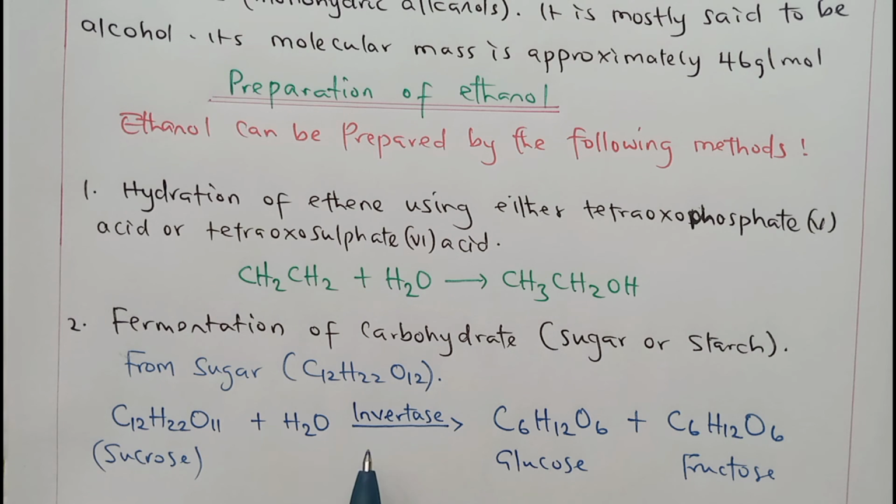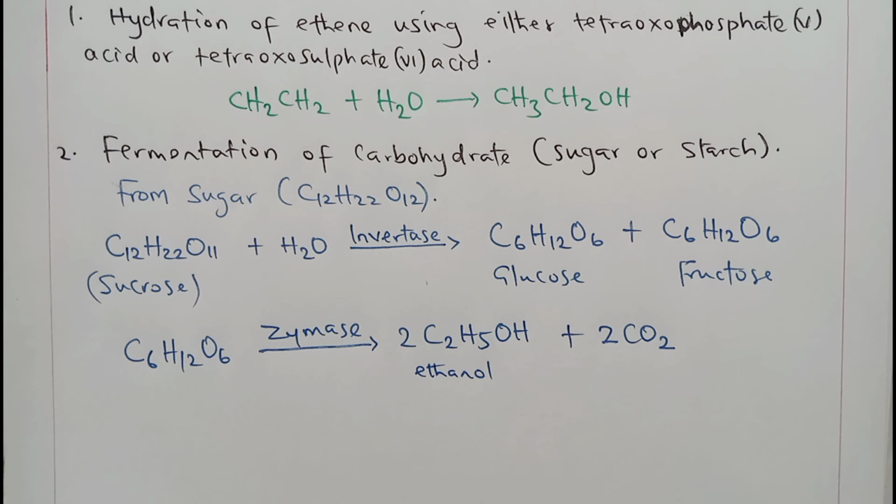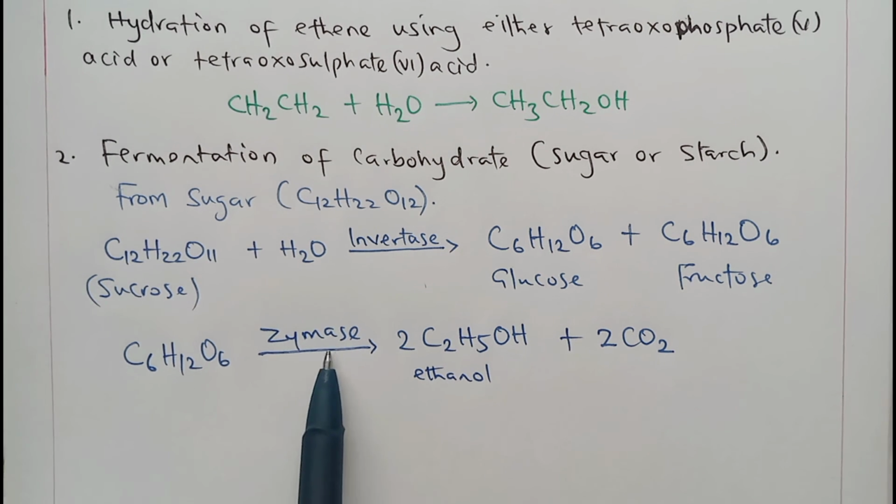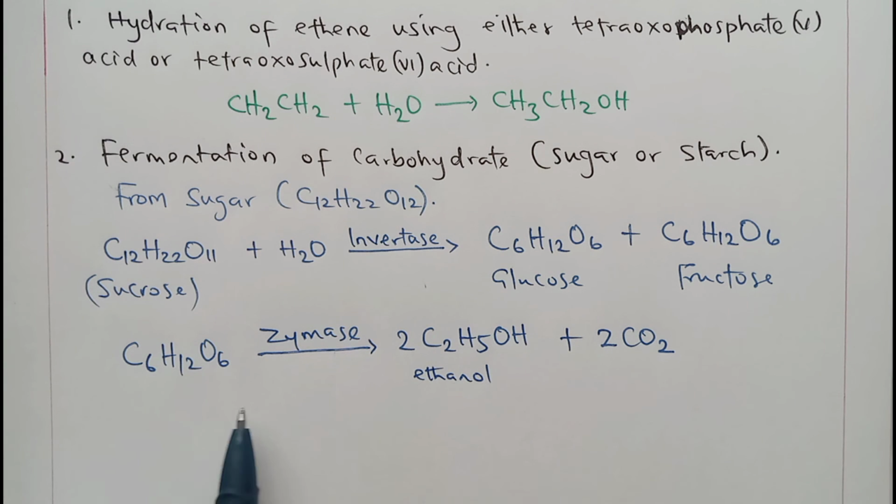Okay, what happened here is that this invertase is actually gotten from a yeast that converts the sugar from sucrose to glucose and fructose. And inside the yeast again, we also have another catalyst or enzyme called zymase. This zymase is an enzyme, another one that will convert this glucose to ethanol. This is from sugar. Therefore, this glucose will be acted on by an enzyme called zymase that will convert it to ethanol and carbon 4 oxide.